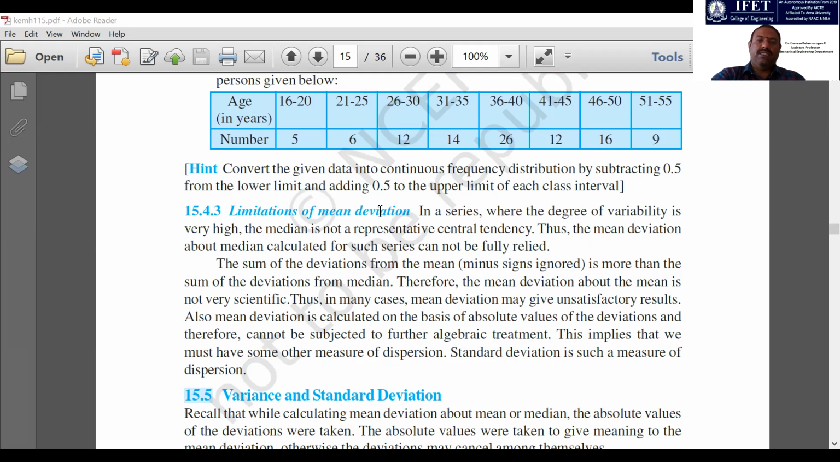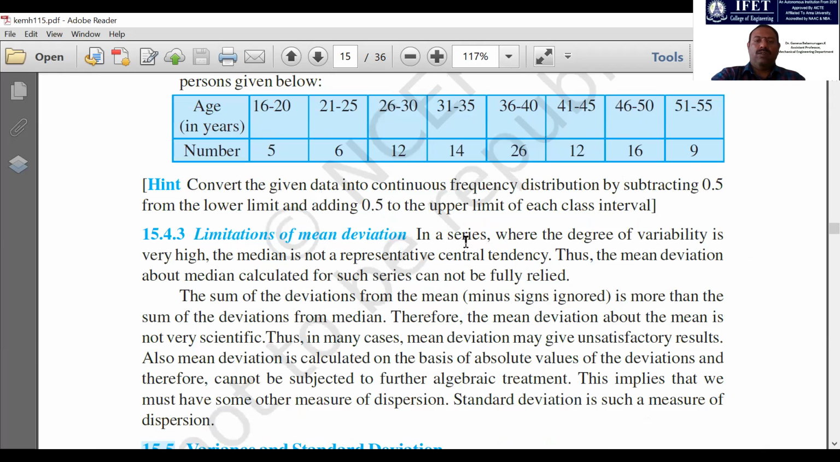What are these limitations? Now we can read this. In a series where the degree of variability is very high, that is, if the deviations are very high in particular measuring observations, the median is not a representative of central tendency. We can also calculate deviation based upon the median, because the median is also a measure of central tendency like the mean.